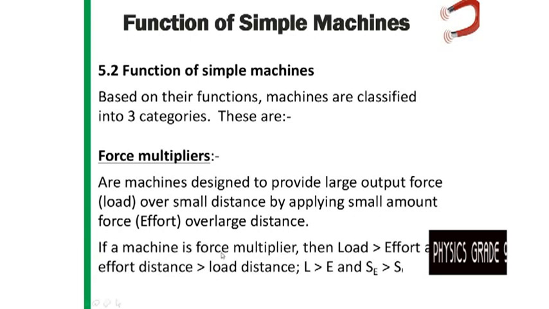So if a machine is a force multiplier, then the load is greater than the effort. And also, the effort distance is going to be greater than the load distance. In other words, L is greater than E, the load is greater than the effort, and the effort distance is going to be greater than the load distance.